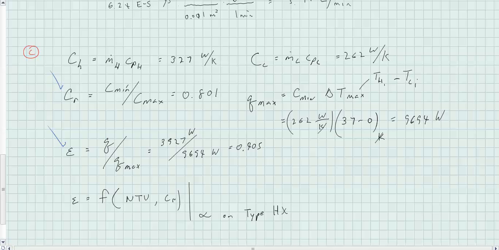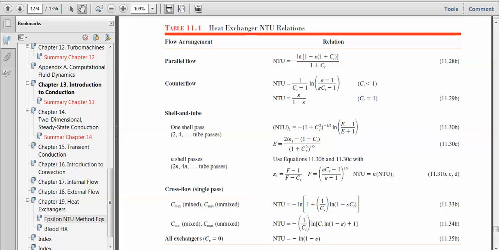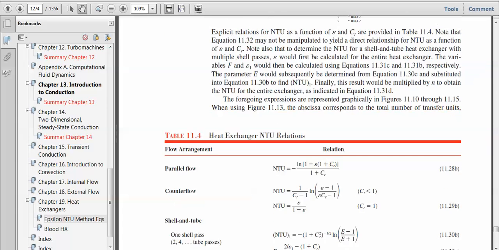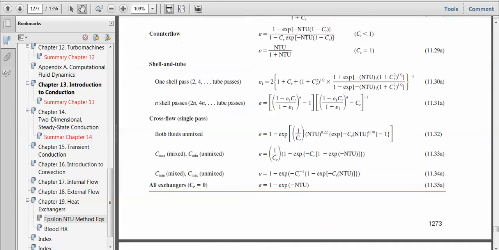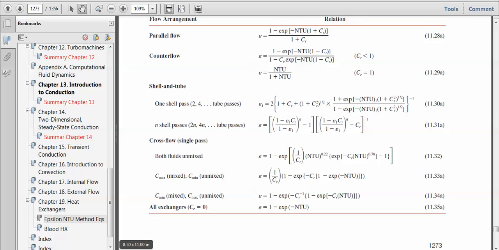So, if you go to this particular table, actually it's the table above, I believe, you can find a relationship that involves unmixed fluids in a cross-flow situation. So this is the equation that you want to grab. It's equation 11.32. It's kind of complicated, but that's the one that you'll choose for this particular problem.